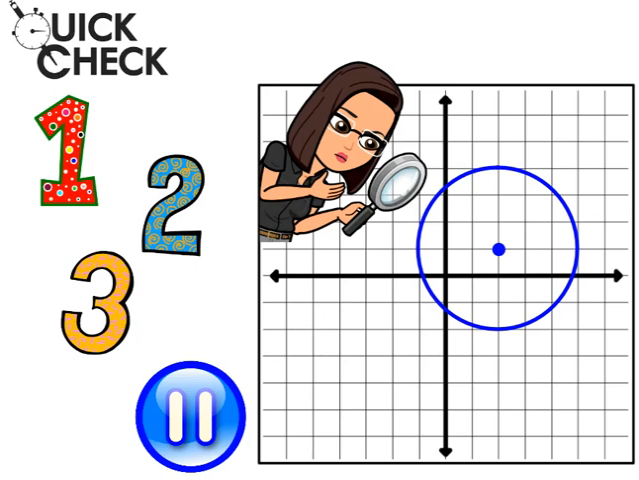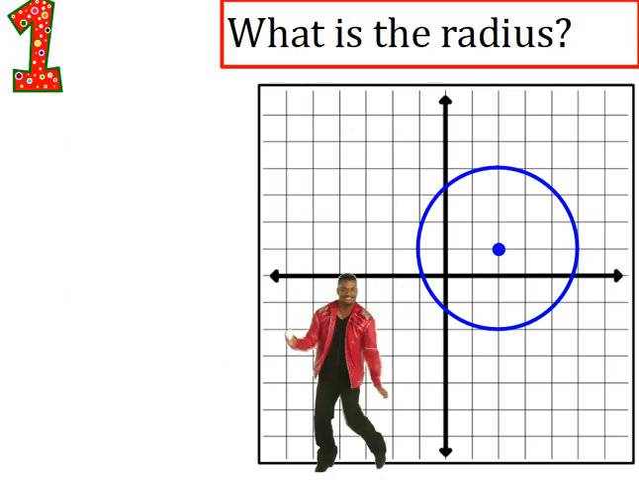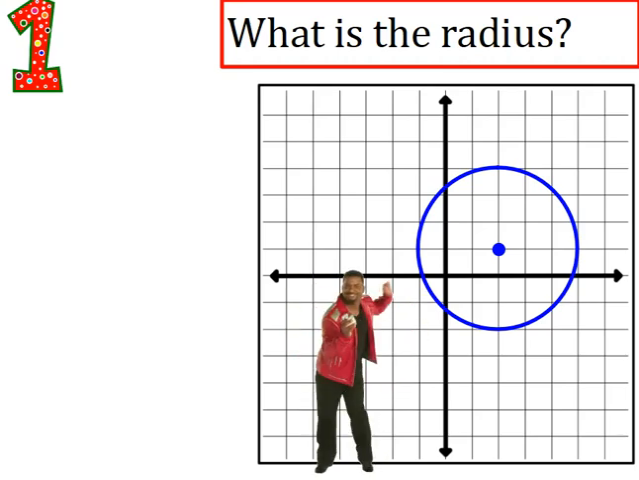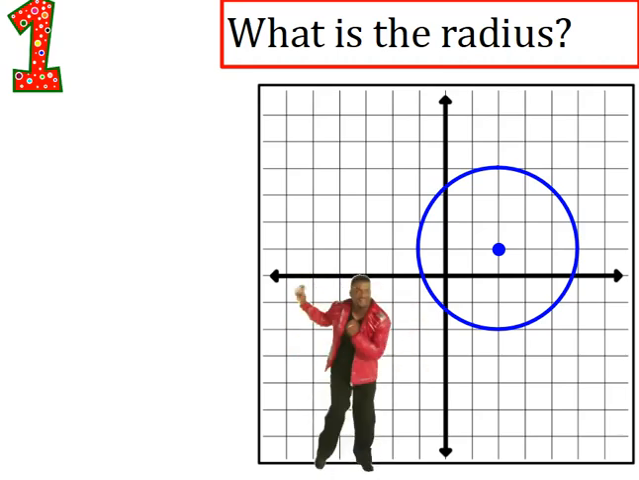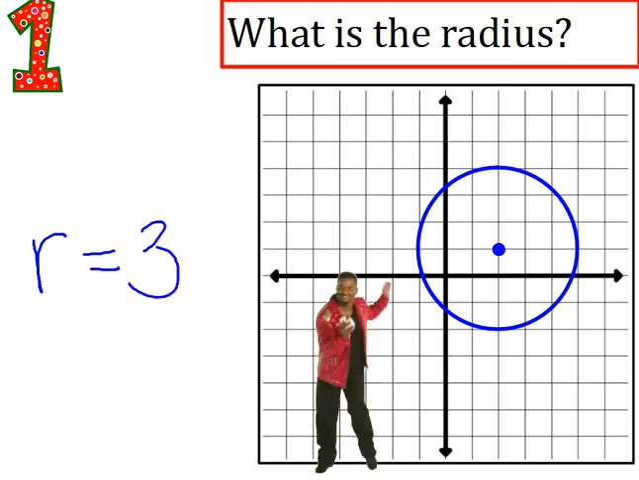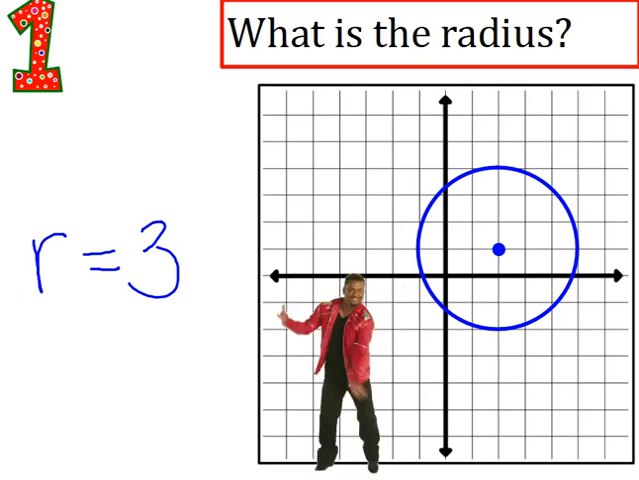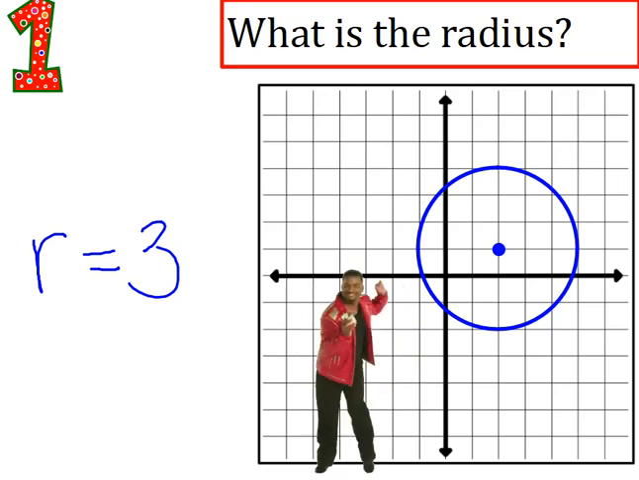First question. All right, guys, what's the radius of the circle? Come on, what's the radius? That's right, my radius is 3. Woohoo, that was easy. Look at me dancing it out.